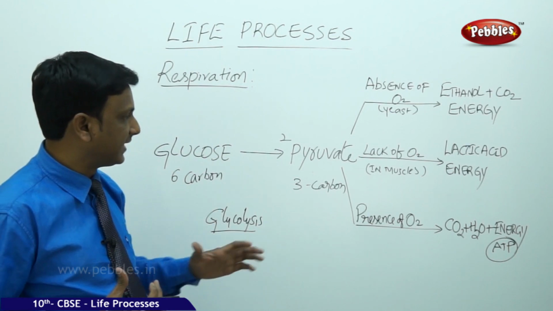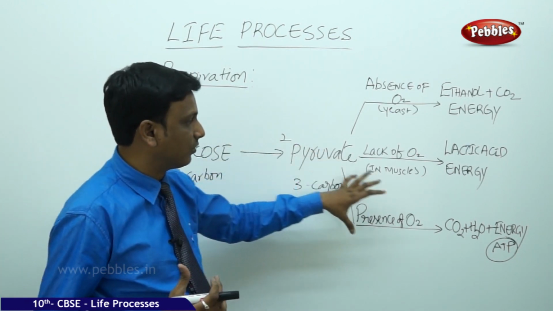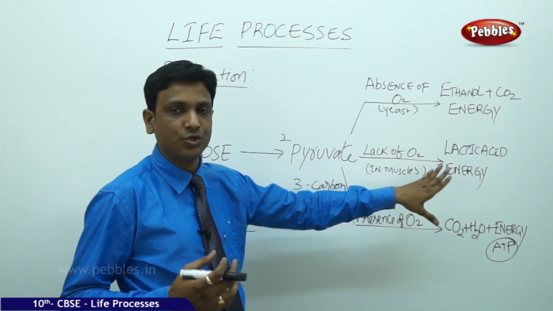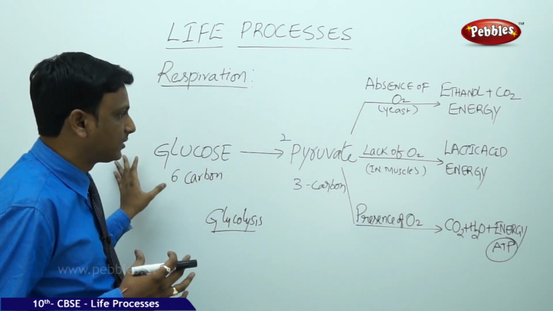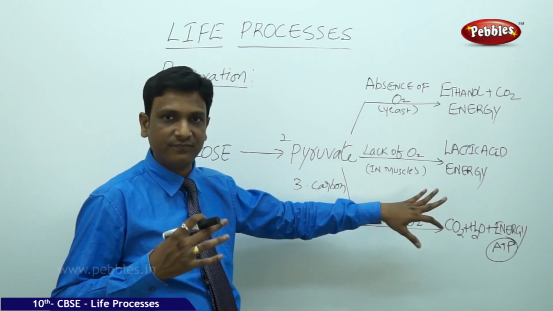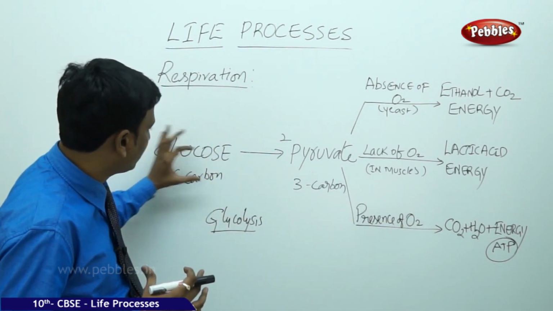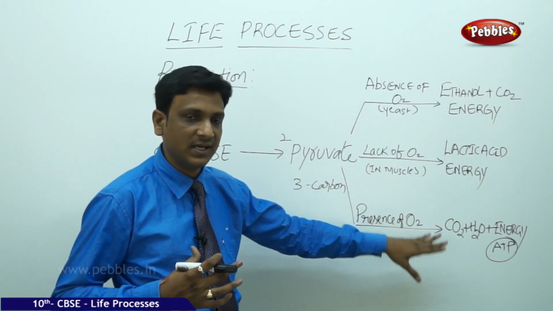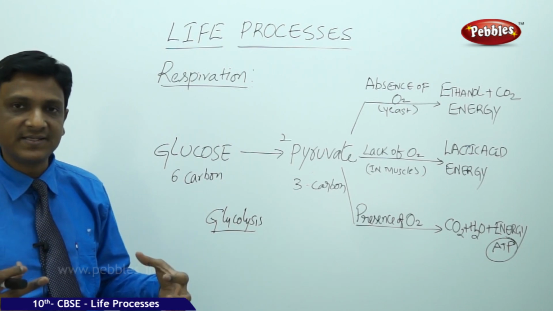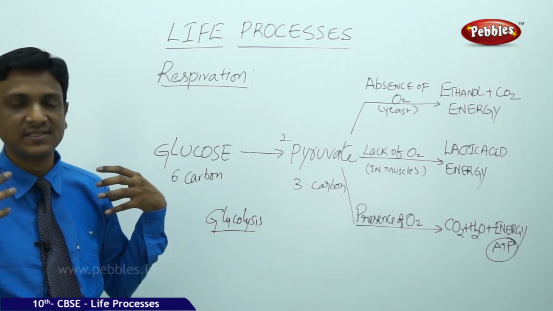Here also, the energy is not completely derived from the glucose because oxygen is not there. Only some energy. So you may get some energy from the glucose, not as you get in the aerobic respiration. If the oxygen is present, you will get that complete energy from the glucose. If oxygen is absent, you will get lactic acid and energy. So this lactic acid gets accumulated in your muscles.